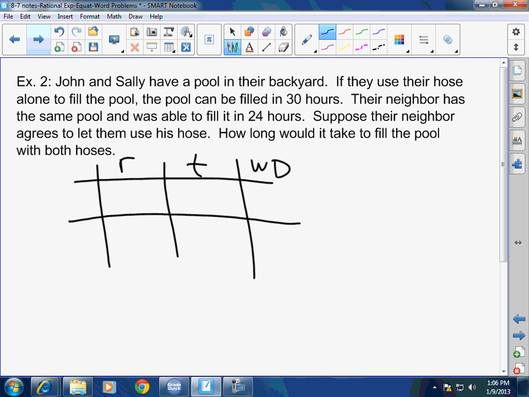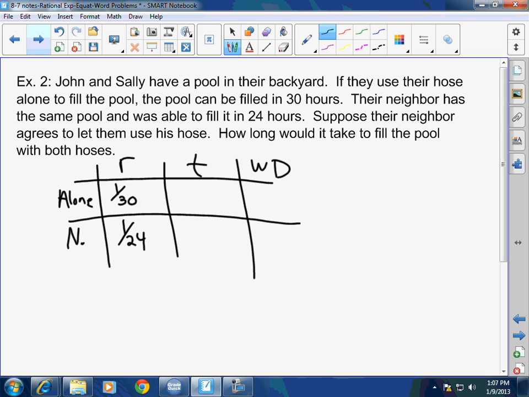John and Sally have a pool in their backyard. If they use their hose alone to fill the pool, it can be filled in 30 hours. So what will their rate be in 1 hour? 1/30th, right? You with me, guys? Now, the neighbor has the same pool, same size, and was able to fill it in 24 hours. So the neighbor by himself will finish 1/24 of the job in 1 hour.